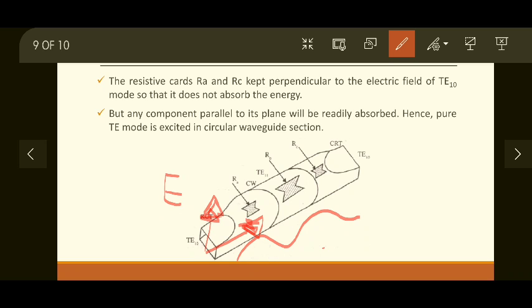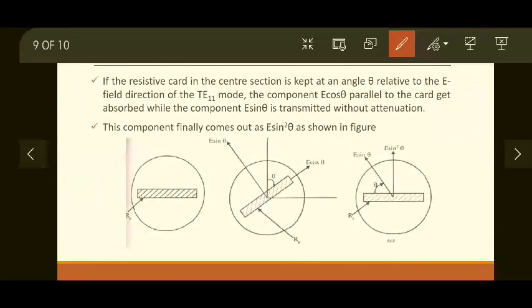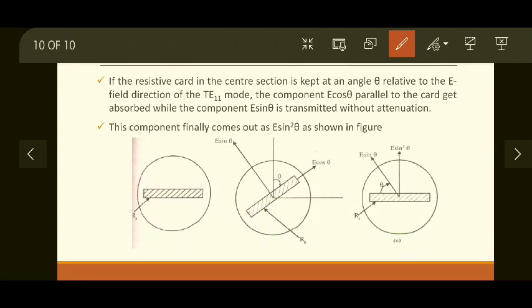But any component parallel to its plane will be readily absorbed. And this is parallel to the electric field, and it can be rotated, so it will absorb the energy. Hence in the circular waveguide, the TE11 mode is excited and the amount of attenuation is applied by the resistive card or dielectric slab placed inside the circular waveguide, which is denoted as RB in this case. So this is how it is constructed.